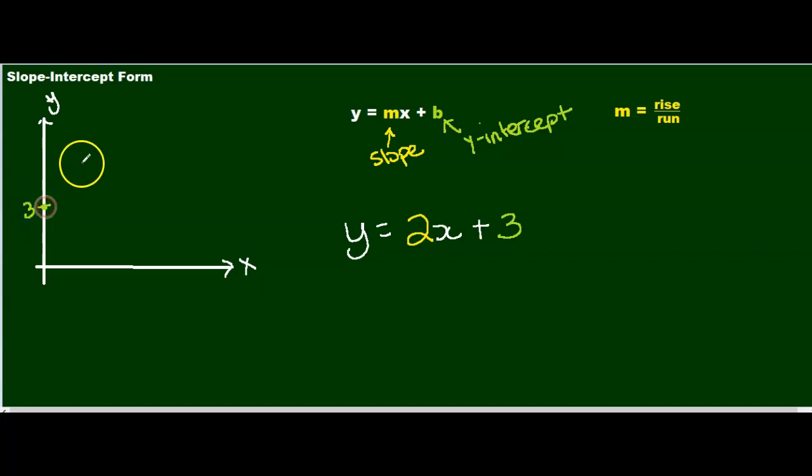This will be our first point. Then the next thing we want to do is look at our slope. It's a positive 2, so we're going to go up 2, so 1, 2 to 5, and over 1. So let's say somewhere there. So then our graph will go through both points and look like that. And that's how we derive our graph from an equation in the slope-intercept form.